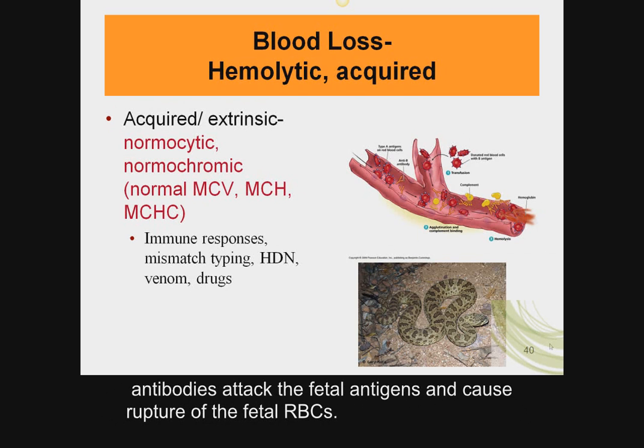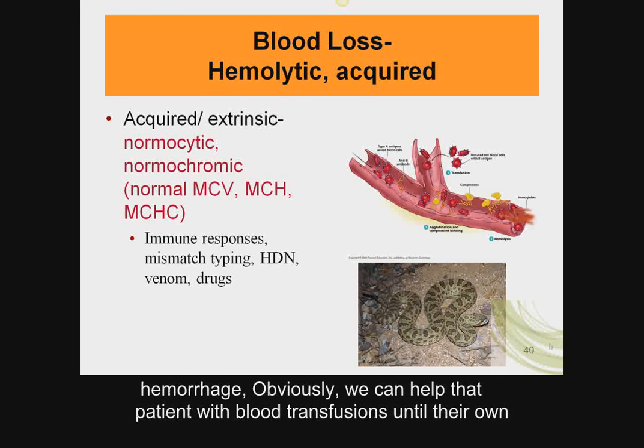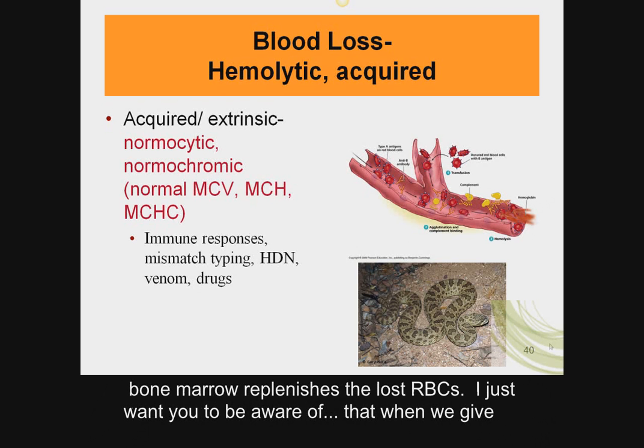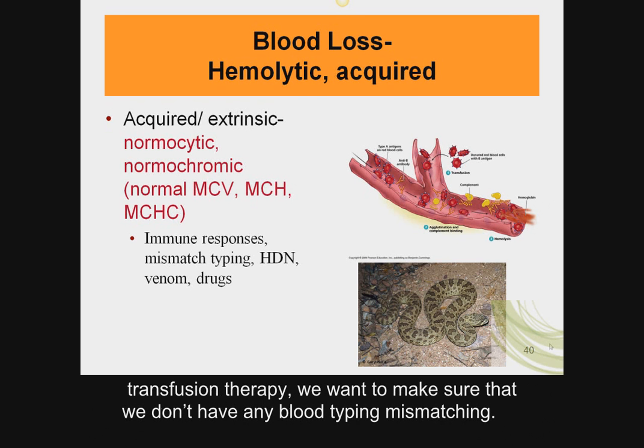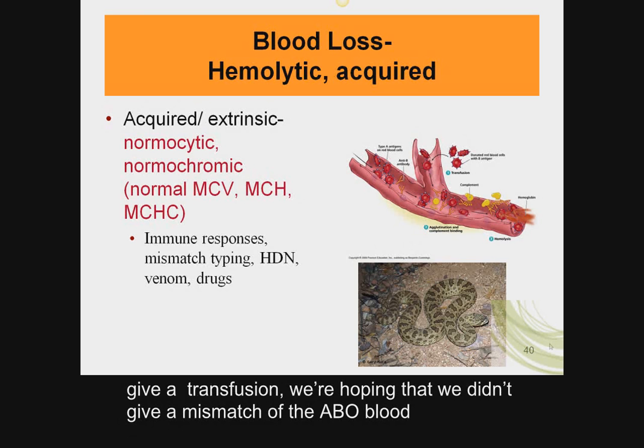When someone has blood loss, either because of hemolytic acquired or blood loss because of acute hemorrhage, obviously we can help that patient with blood transfusions until their own bone marrow replenishes the lost red blood cells. I just want you to be aware of that when we give transfusion therapy, we want to make sure that we don't have any blood typing mismatching, because if that happens, we can cause even more blood loss through hemolysis. So after we give a transfusion, we're hoping that we didn't give a mismatch of the ABO blood types. If we did, we're going to see signs and symptoms very, very quickly.